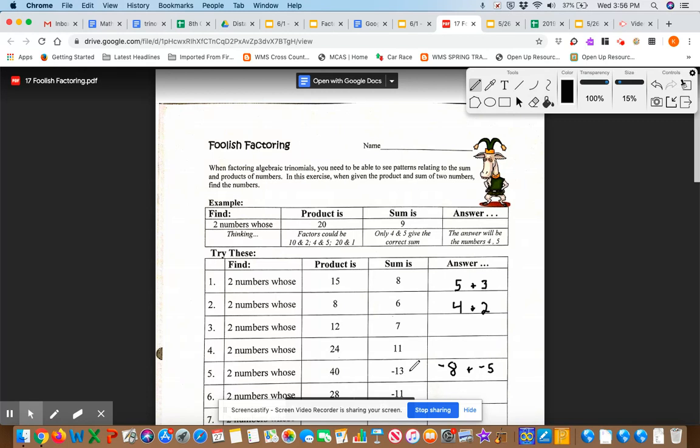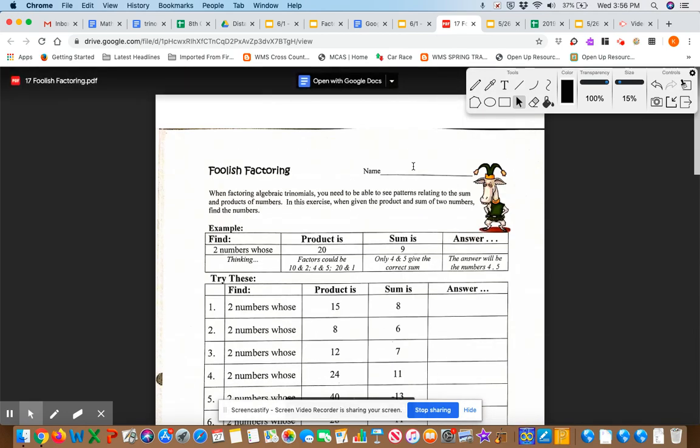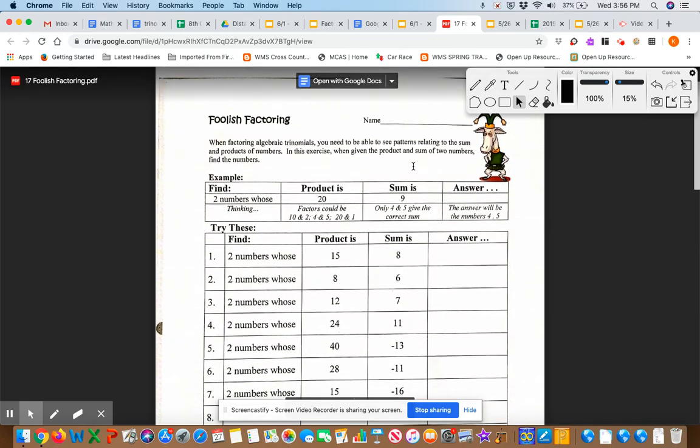You have the rest of those to work on. There's an answer key on the second side. So you guys, it's pretty straightforward. It's not going to take you very long to get through these. But if you have questions, let us know. And if you do have questions, you can probably find most of the answers on the answer key below, and it should make sense to you.